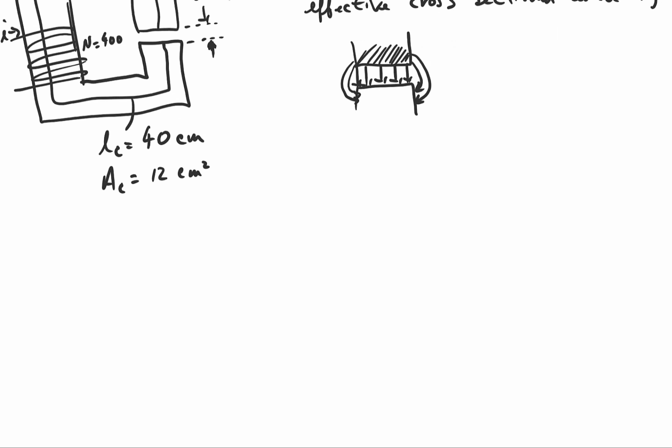Okay, so in this problem, we want to find two things: the total reluctance and how much current would I need to produce half a Tesla in the air gap.